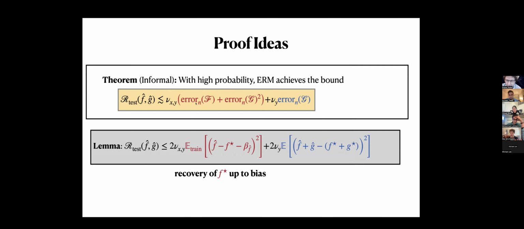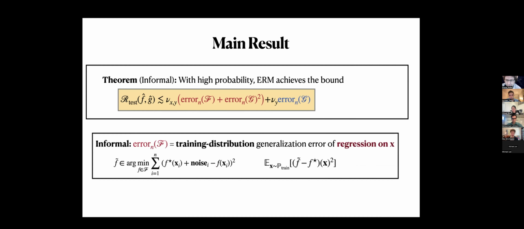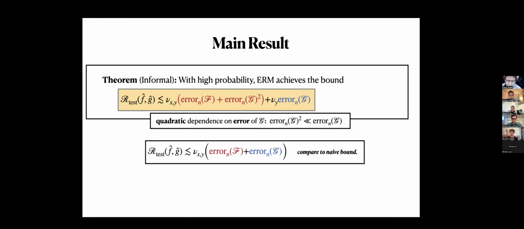I just gave this version because F is the simpler feature. So if you made this new XY error G plus error F squared, this term would dominate, and then you would just end up with error of G being the dominating term. You'd recover the naive bound because error G is the dominating term. So that's why I focused on error F plus error G squared, because if you had error G plus error F squared, that would just recover this. Okay, thank you. Thanks. Of course.